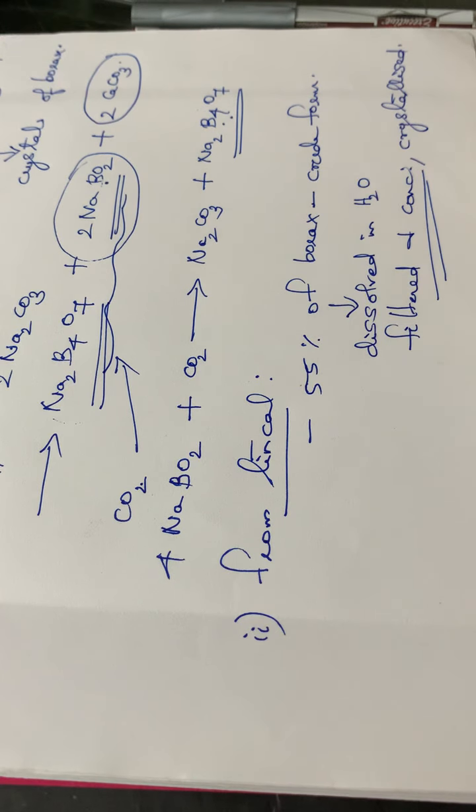So the first one is from colemanite mineral, the second is from tincal. Then the next method of preparation is from boric acid.